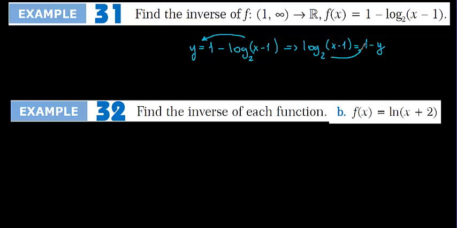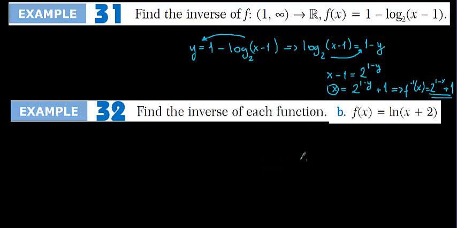Then to leave x alone, I need to do the inverse operation of the logarithm here. x minus 1 is equal to 2 to the power of (1 minus y), and x is equal to 2 to the power of (1 minus y) plus 1. When x is alone, the function that you are finding is going to be the inverse function. So f inverse of x is 2 to the power of (1 minus x) plus 1.